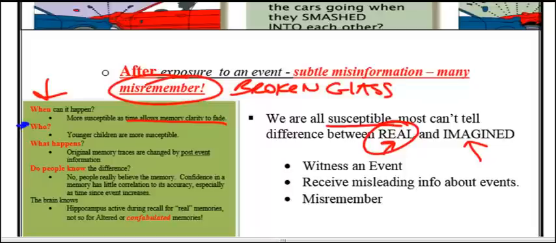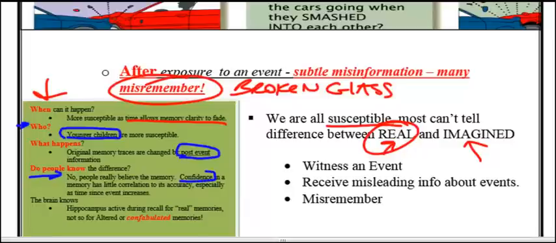Who is most susceptible to misinformation effect? Younger children are more likely to be susceptible to misinformation. What happens is the original memory pathway, the trace, is changed by the suggestions or the subtle information that occurs afterwards. It's really likely that people do not notice the difference between the real and the suggested memory. Confidence, that's a big part here.